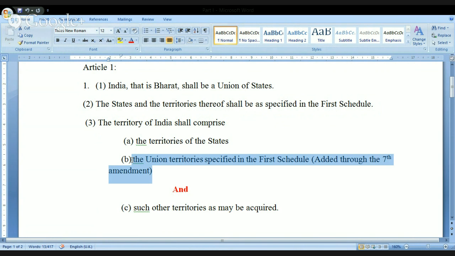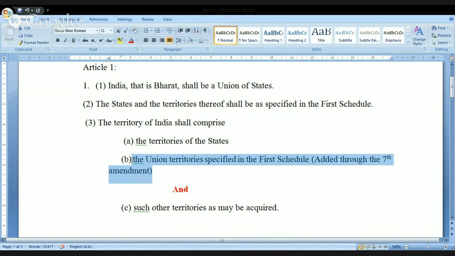subclause B, the union territories specified in the first schedule. Very, very important here. It is not just the territories of the states. Even the union territories specified in the first schedule will also comprise the so-called territory of India. Look at the point I have written in the brackets. In the original constitution, this clause B was not there, but it was added through the seventh amendment of the constitution in the year 1957.